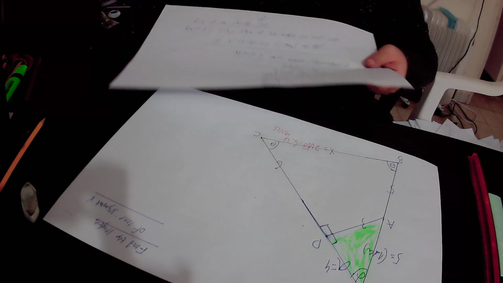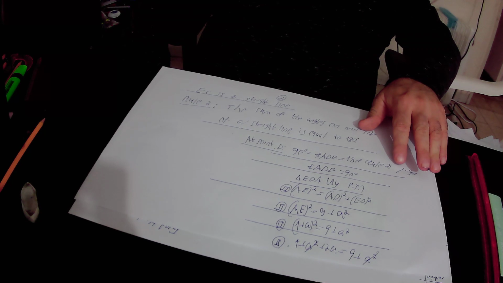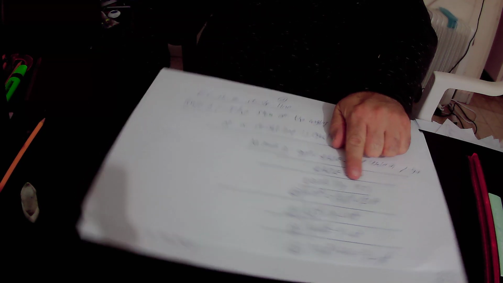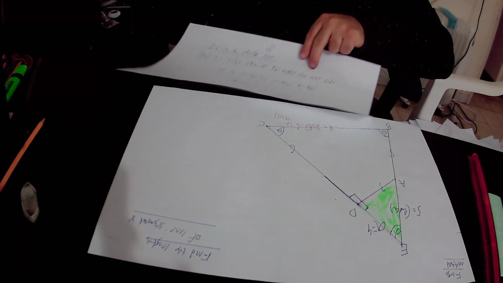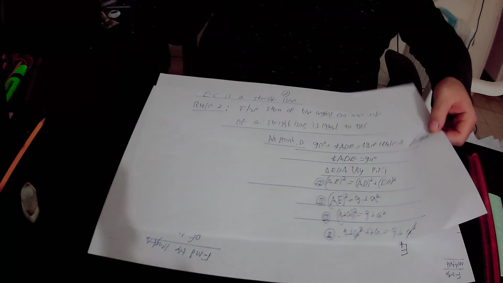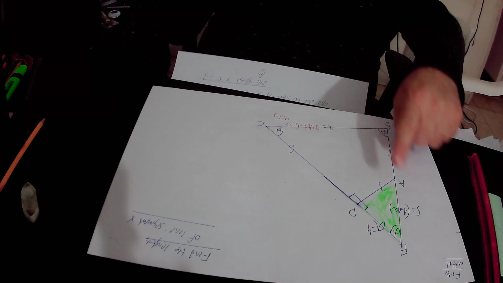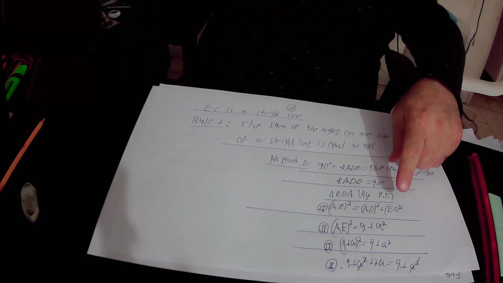According to the Pythagoras theorem, the square of the hypotenuse equals the sum of the squares of the perpendiculars, that is to say, AE square equals AD square plus ED square. AD equals 3, so AD square is 3 square, that is 9. So AE square is 9 plus ED square. Here AD equals A according to our definition, so ED square is A square.